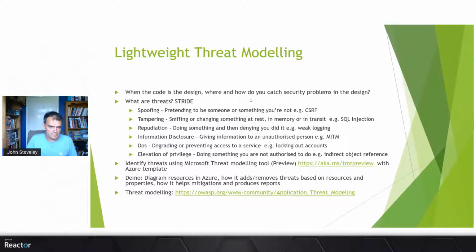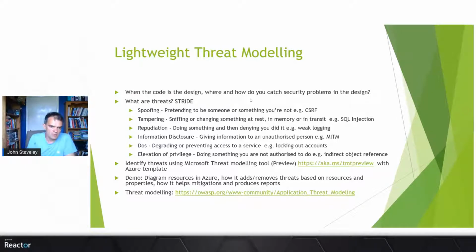Broadly speaking, threats can be categorized using the STRIDE methodology: spoofing, pretending to be someone or something or not, for instance, a cross-site request forgery; tampering, sniffing or changing something at rest, in memory, or in transit, something like SQL injection; repudiation, doing something and then denying you did it, and if nothing's logged, then you can't prove that someone did something; information disclosure, giving away headers or giving away information, like in a man-in-the-middle attack; a denial of service that can be prevented by using Cloudflare, or, for instance, locking out accounts; or an elevation of privilege, doing something you're not authorized to do, i.e. via an indirect object reference, or having super user privileges when you should just be a standard user.